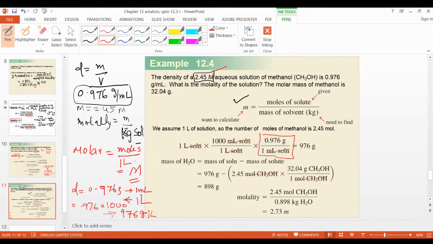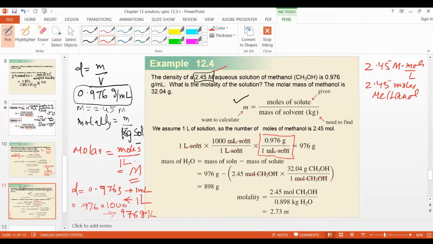So what does it mean by 2.45 molar? Moles per liter. It means that how many moles it contains? 2.45 moles, right? And this is methanol.